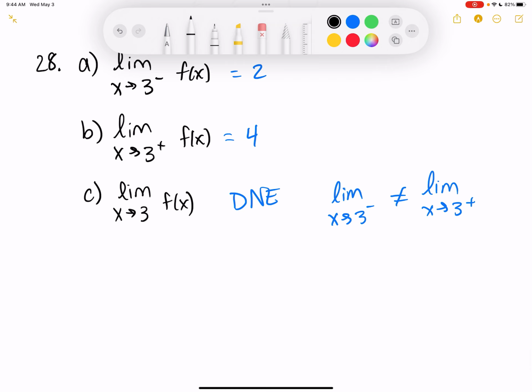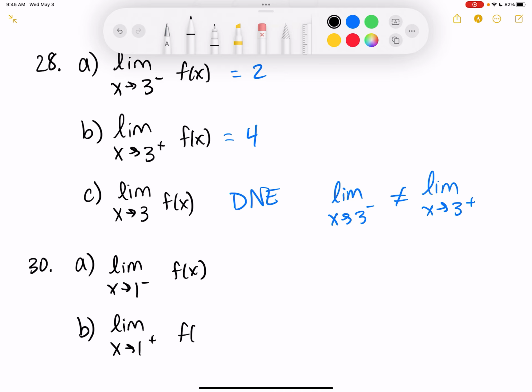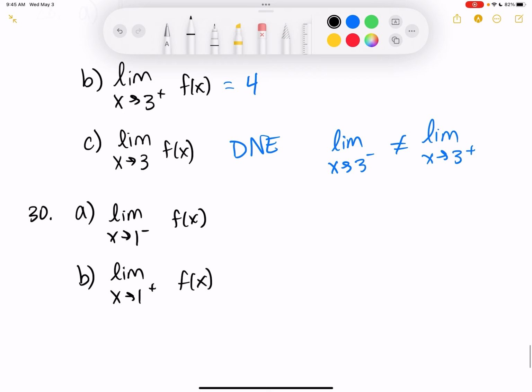All right, let's look at another one. Number 30. We have the limit as x approaches 1 from the left of f of x, the limit as x approaches 1 from the right of f of x, and then the whole limit as x approaches 1 of f of x.